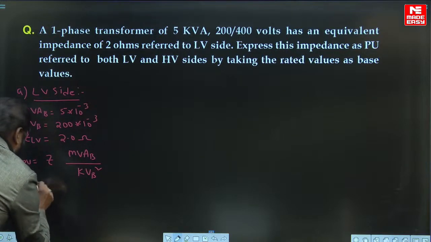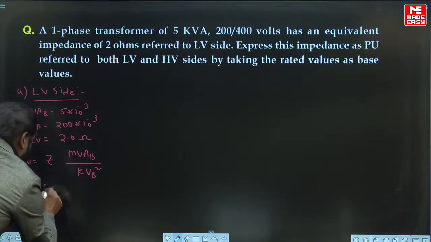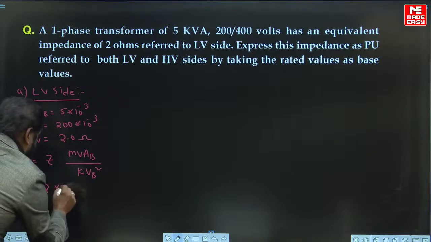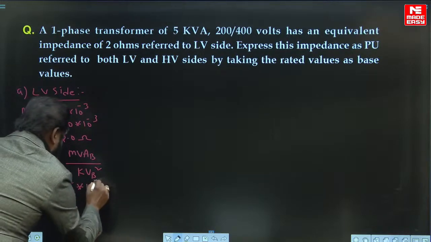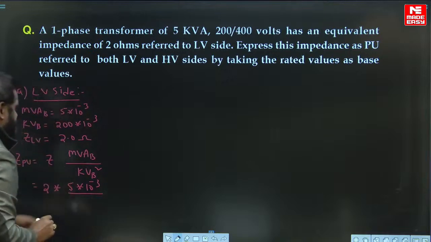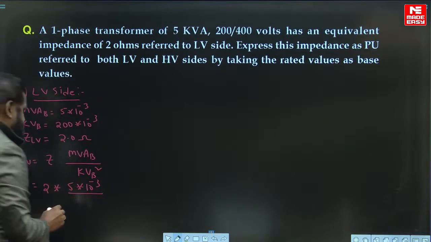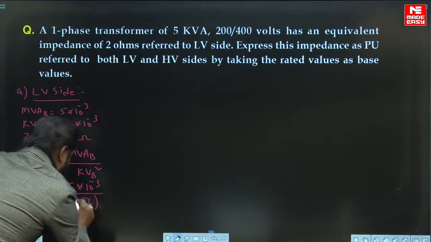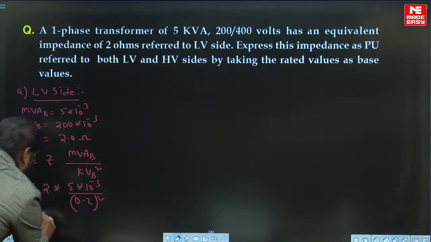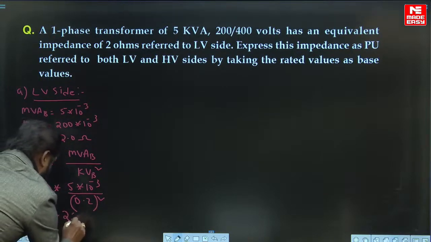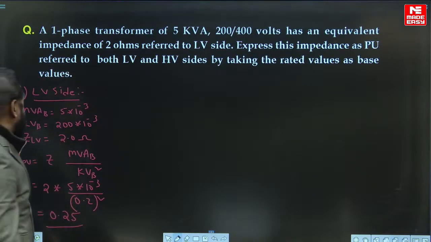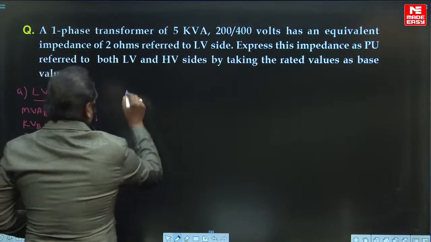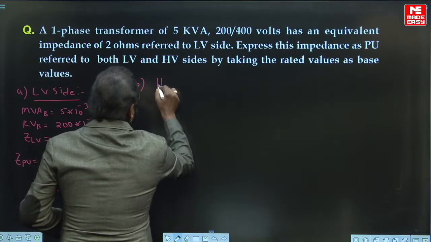Z is already known, that is 2, into MVA base, which is 5 into 10 power minus 3, divided by kV base square, which is 200 into 10 power minus 3, that is 0.2 whole square. So this amounts to 0.25 per unit. That means the 2 ohms impedance can be represented as 0.25 per unit. This is the LV side. Now I go for the HV side.